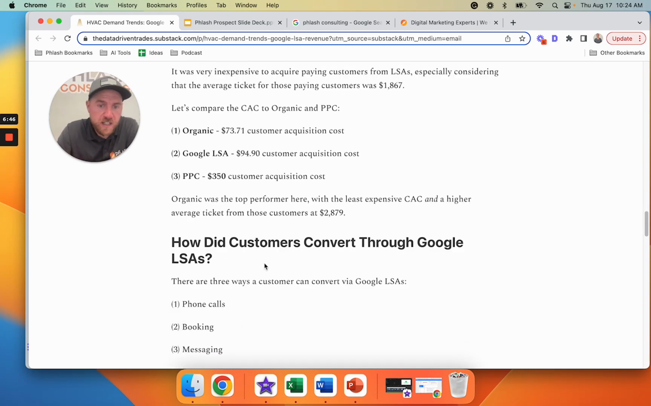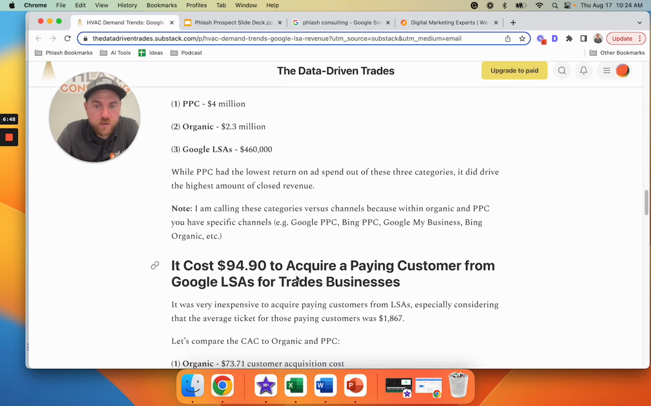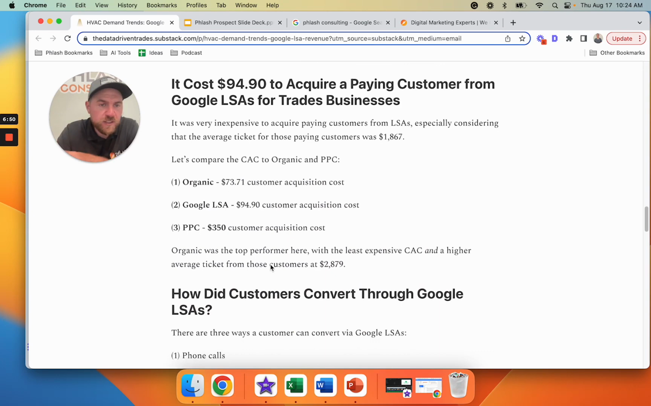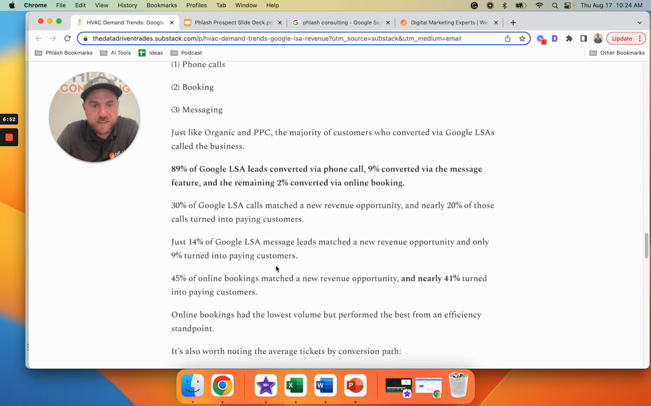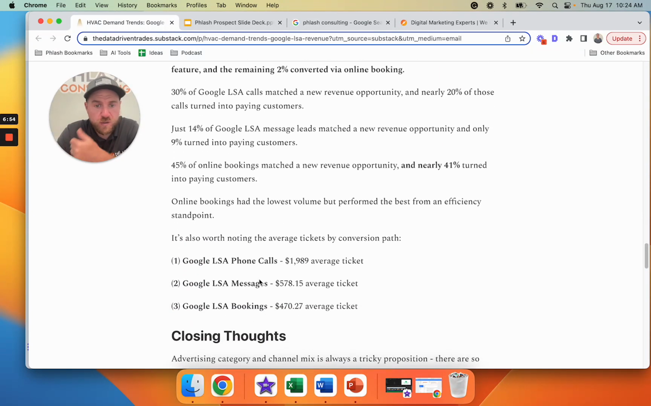One other note about this is when we look at Google Local Service Ads, there's several different ways that you can get leads on Google Local Service Ads. You can do phone calls, you can do messages, you can do bookings. And what they found is that the average ticket for Google Local Service Ads phone calls is $1,900. Messages and bookings are $500 or $400, so it's almost a quarter of what you're getting for phone calls.